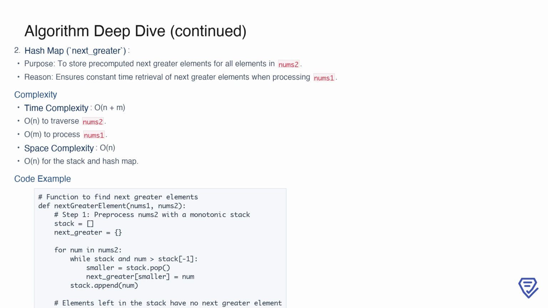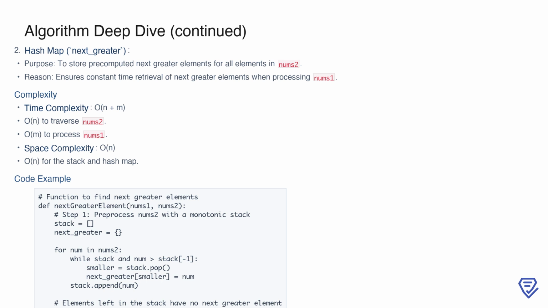It is maintained in a decreasing order of values, which ensures that when we encounter a larger element, it can be efficiently matched with all smaller elements in the stack. The hash map, on the other hand, is used to store the pre-computed next greater elements for all elements in nums2. This allows us to process nums1 in constant time per element.